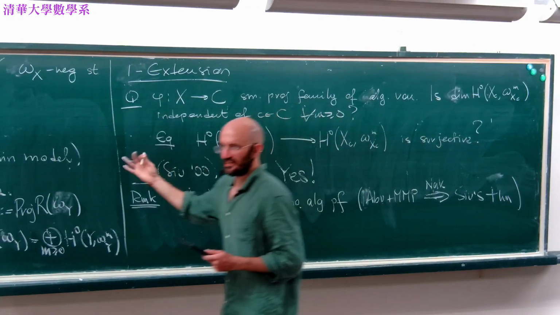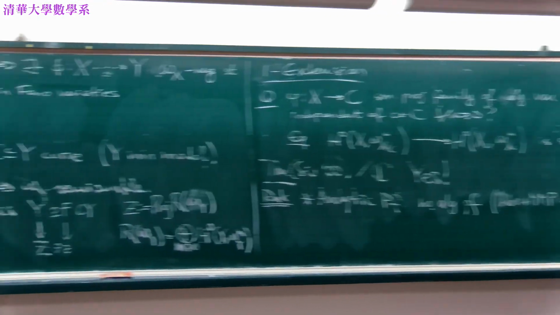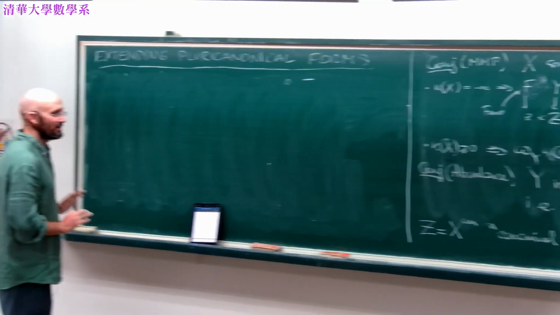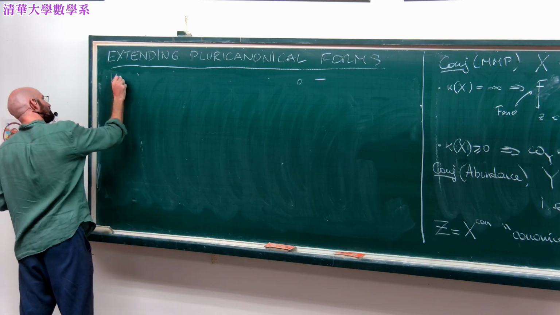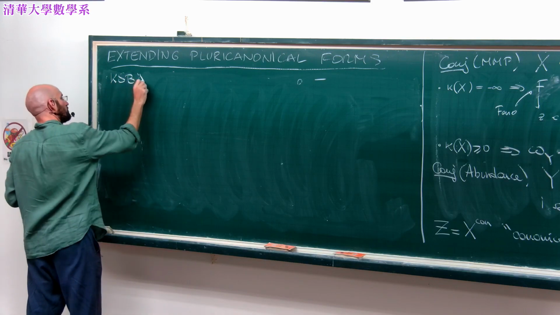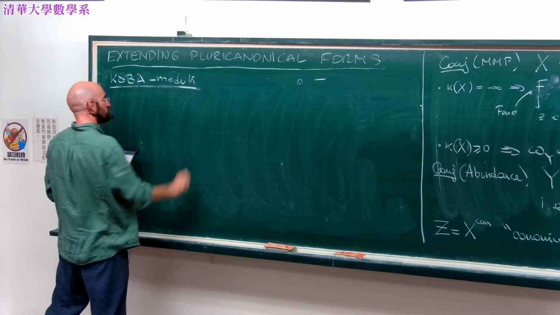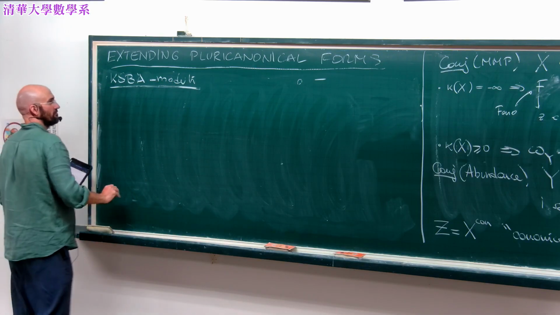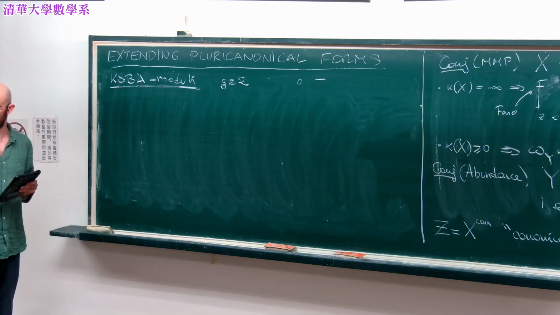Why is this important? Well, the main reason is that it's very useful for what is known as KSBA moduli theory. So what is this theory? Well, you fix an integer g, at least 2.